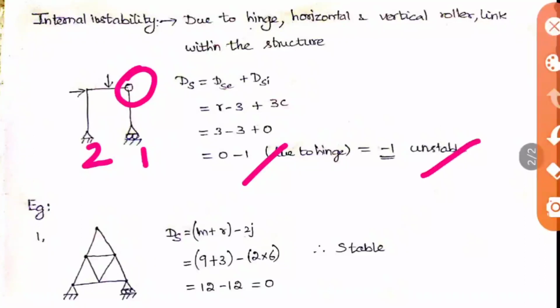So this is unstable purely because of the hinge present in the frame. If this is the case, it is internal instability, an unstable structure. This may look similar to the static indeterminacy chapter, but I am telling you again because these questions will also be asked.